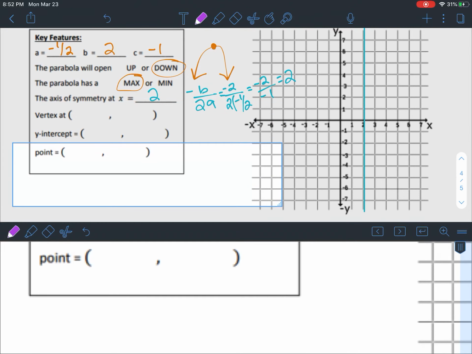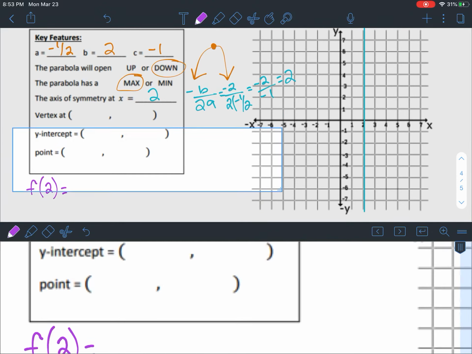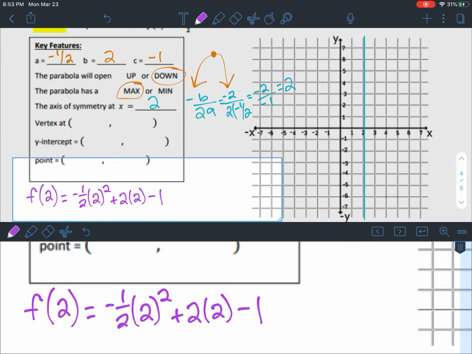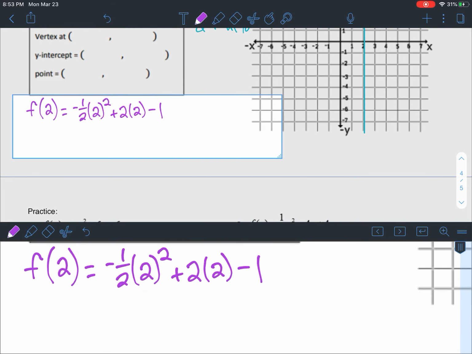All right, so then we need to find our vertex. So the way that we find our vertex, if you remember, we talked about we plug our x value from the axis of symmetry into our function. So I'm going to do f of 2. So our function again was -1/2 times 2 squared plus 2 times 2 minus 1.